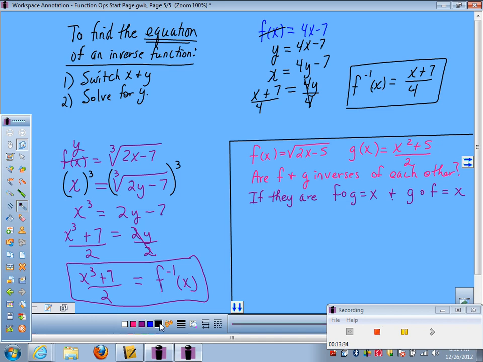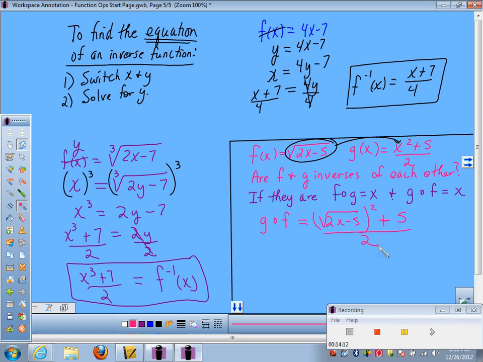So it doesn't matter. You can look at the two functions and go, which would be the easiest one to put into the other. In this case, I think we should put the root over here into something squared because I think that'll work out pretty sweet. So would that be doing f of g or g of f? Remember, the thing I'm putting in comes second, so it would actually be g of f that I'm doing here. And I'm going to put f into g, so I will have my square root of 2x minus 5, squared, plus 5 all over 2.